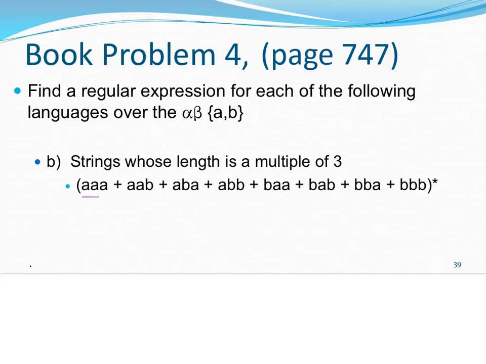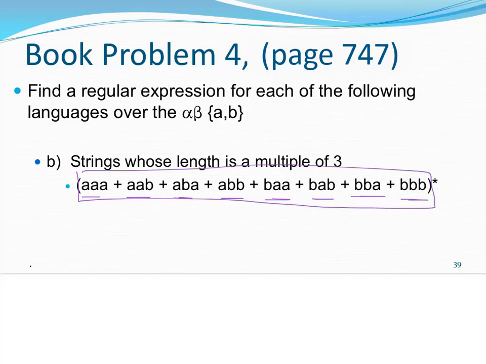What I did is I listed all the strings of length 3 that exist over the alphabet AB. And then I said, now take 0 or more of these. And I said that by taking a star. And notice that every time we go in here, we can take a different number of them. So let me just clean this.